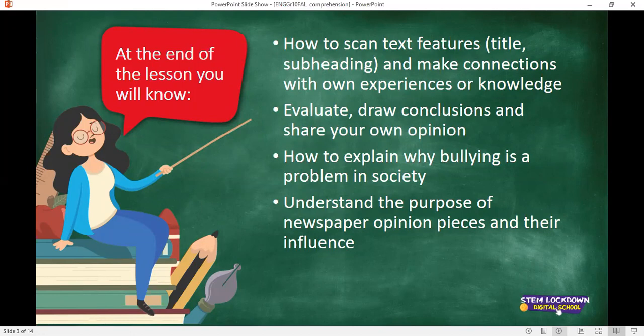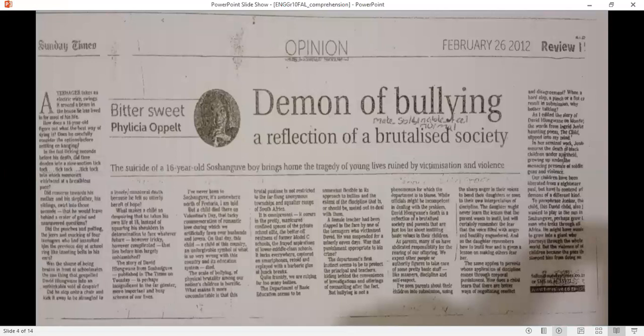Okay, so this is the opinion piece that we're going to look at today. So I want you to have a look at it for a moment. We are not going to read from here. The writing is very small, so don't worry about that. I just want you to take in the layout of the article. As you can see, it's a newspaper article. It's from the Sunday Times. In the middle there at the top, it says it's an opinion.